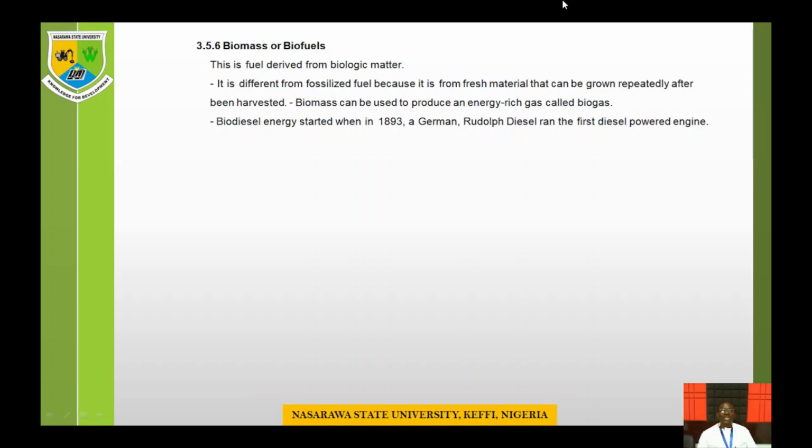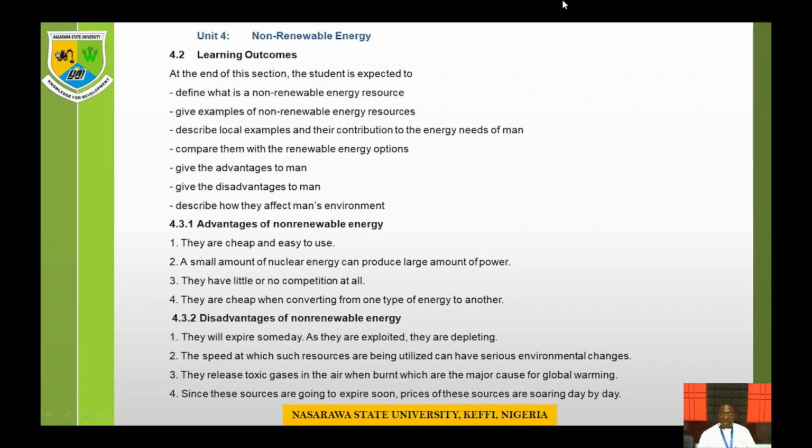It's worth noting that biodiesel energy started in 1893, when a German, Rudolf Diesel, ran the first diesel-powered engine, and ever since it has developed in various dimensions. Having concluded on renewable, let's look at non-renewable energy resources for this topic.